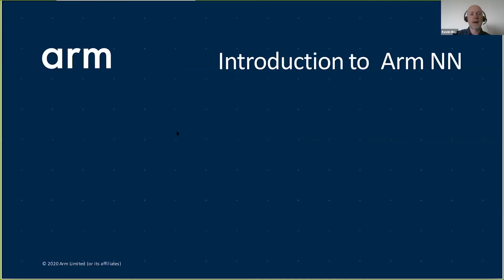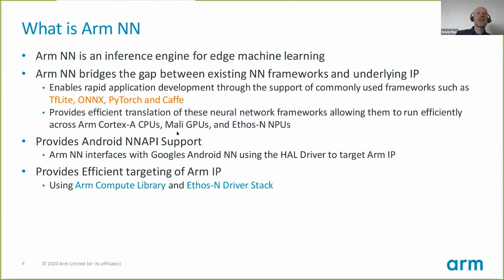So what is Arm NN? It's an inference engine for edge machine learning. So that's the first thing. It's for inference only. It doesn't concern itself with training. And it bridges the gap between existing popular neural network frameworks, so TF Lite, ONNX, PyTorch via ONNX, and Caffe, and underlying IP. So for example, Cortex-A CPUs, and the Mali GPUs, and also Arm's new Ethos-N NPUs.